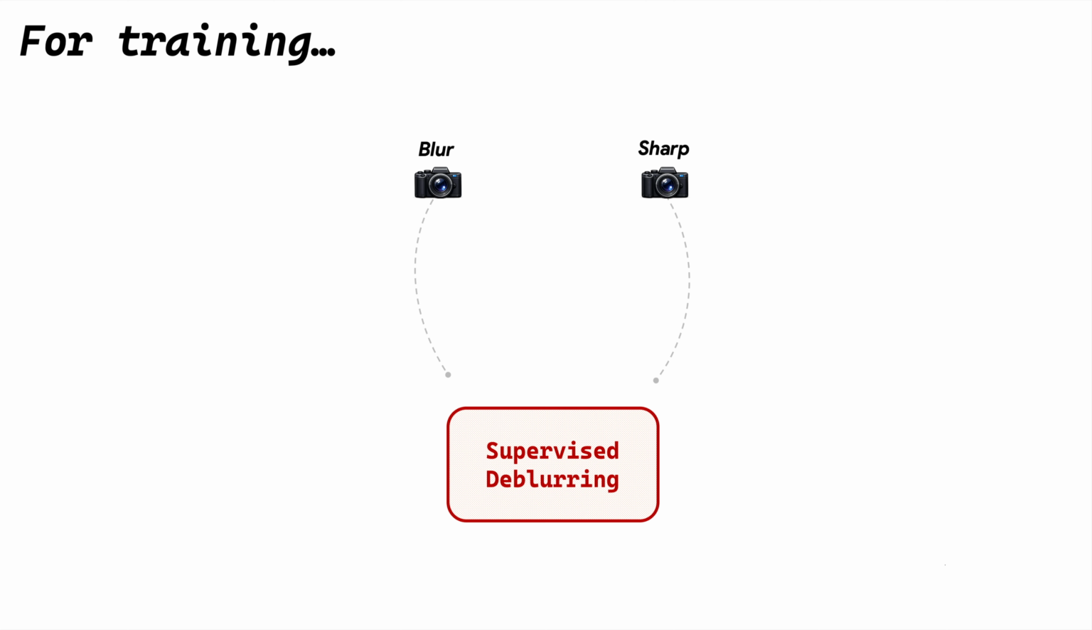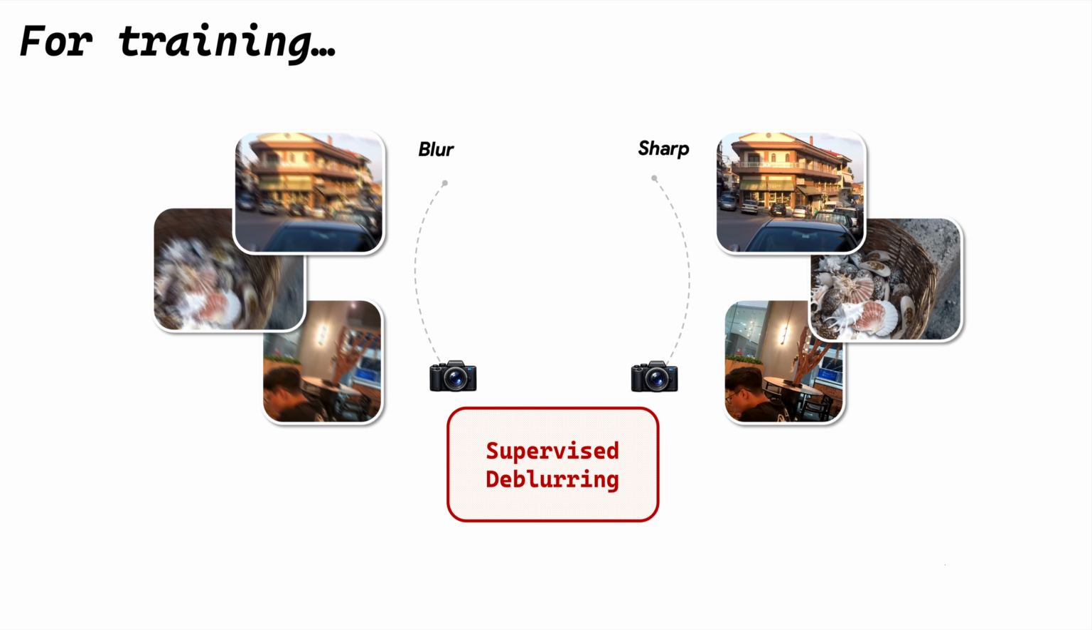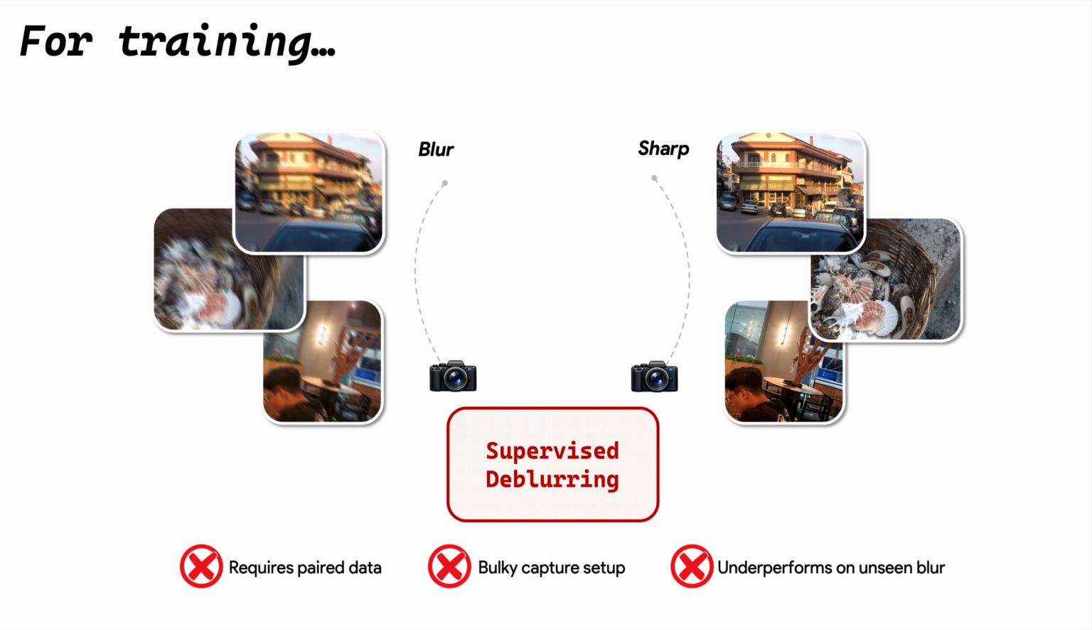Let's discuss the motivation starting with the current standard, supervised deblurring method. For training, you need paired data, each blurry image paired with its exact sharp counterpart. As you can see at the bottom, this comes with three problems. It requires paired data, a bulky capture setup with beam splitters and synchronized dual cameras, and it underperforms on unseen blur types, actually. So what about unsupervised methods?